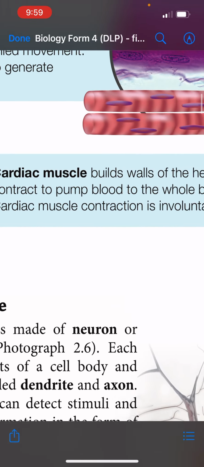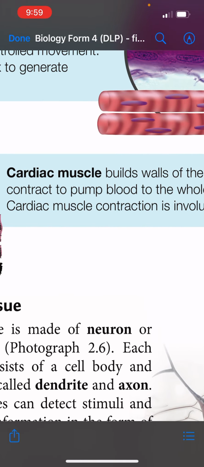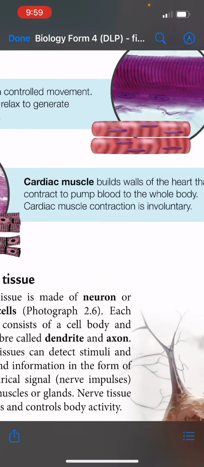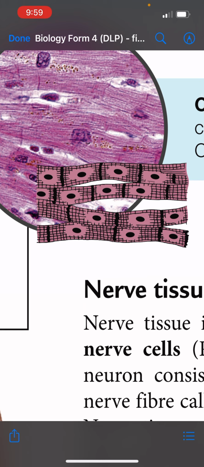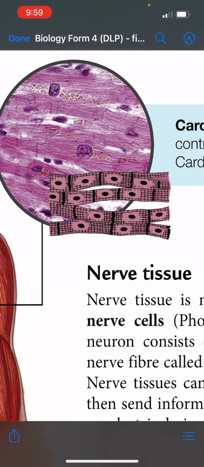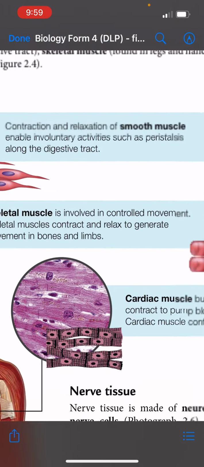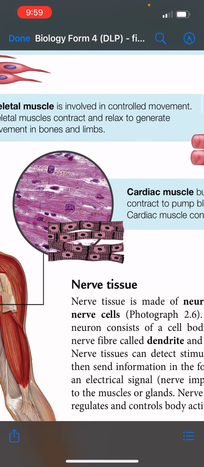Cardiac muscle, is it voluntary action or involuntary action? It is found in your heart. Does your heart beat voluntarily or involuntarily? Involuntarily. So cardiac muscle is involved in involuntary action. You cannot control it. So how does it look? It looks like this one. For me it looks like bamboo, if you look at it vertically. Up to you how you imagine it. So there are 3: smooth, skeletal and cardiac muscle.